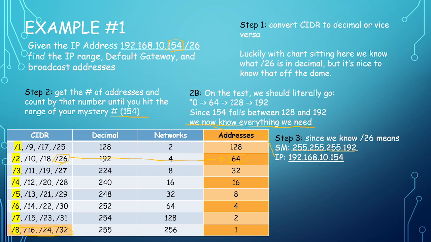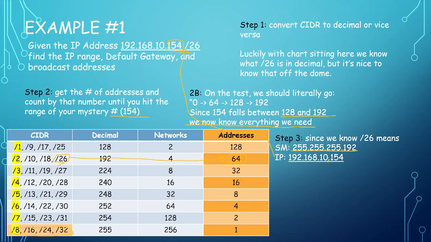Since we know that, we can do our fun math. This is our IP address. I genuinely just copied this straight from the question. Nothing has changed yet. So we're going to try to find our default gateway or our router or the first possible address in this IP range. And since we know the IP range, it's 128 to 192.